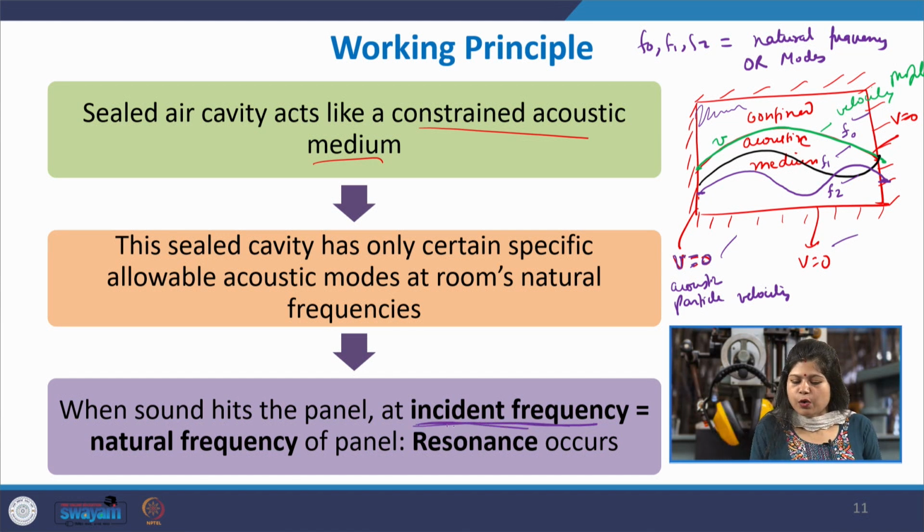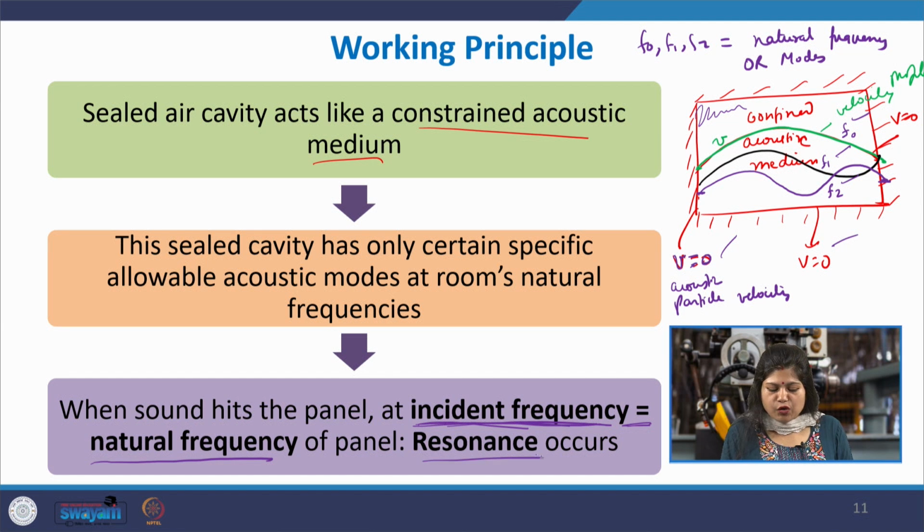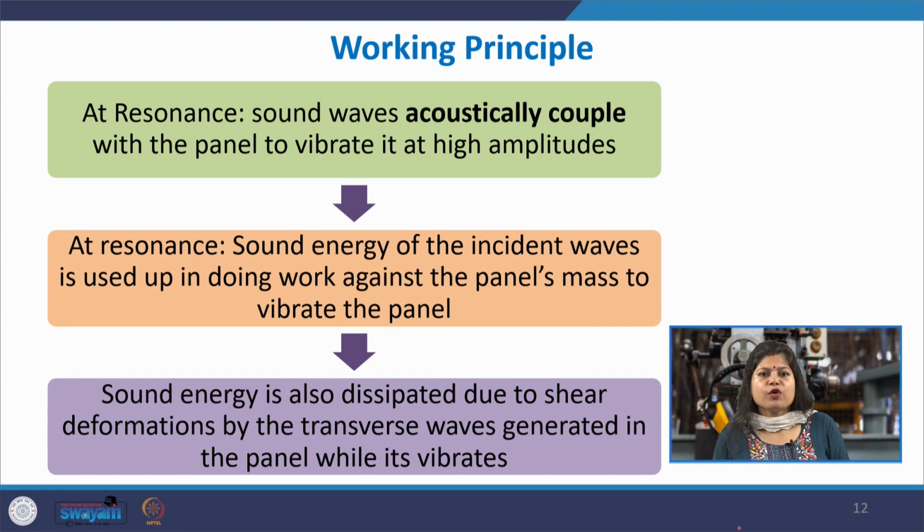So, whenever your sound wave is inside some room with an acoustic panel installed, and the incident frequency of the sound wave matches with one of these natural frequencies of the panel, then the phenomenon known as resonance occurs. What happens in resonance? Because the panel absorber is the first kind of resonance-based absorber, the phenomenon of resonance needs to be understood.